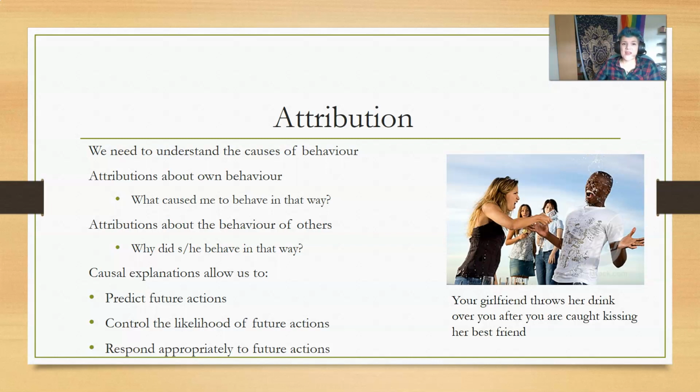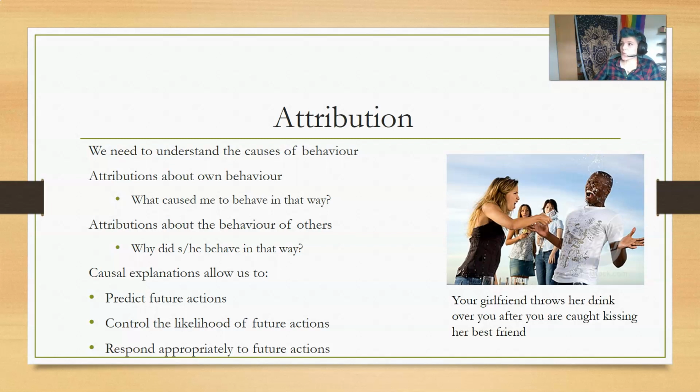These can help you to understand the attributions for your own behaviour, so why you behaved in a certain way. It can make you consider the attributions for the behaviour of others, so you can understand why other people behave in certain ways. And having this causal explanation allows you to predict future actions, control the likelihood of future actions, and respond appropriately to future actions.